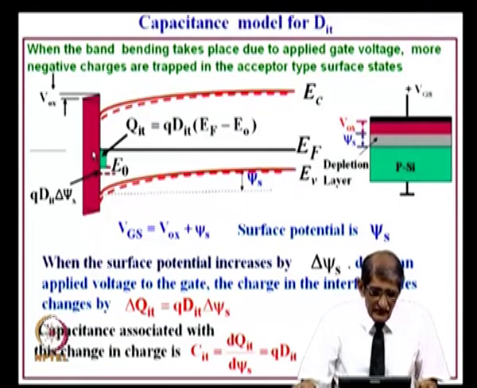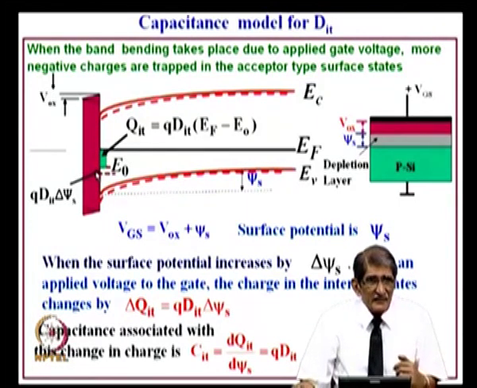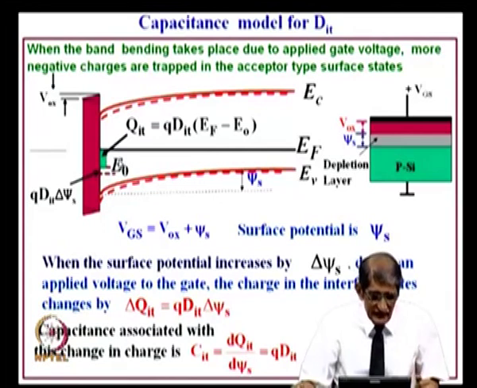because E naught is always defined with respect to the valence band edge or conduction band edge, both are the same. In order to avoid confusion, I will say E naught in the case of silicon is 1/3 of E g. So, earlier with respect to the valence band, it was 1/3 E g above that. Now, with the band bending, the valence band has moved down by delta psi of s.